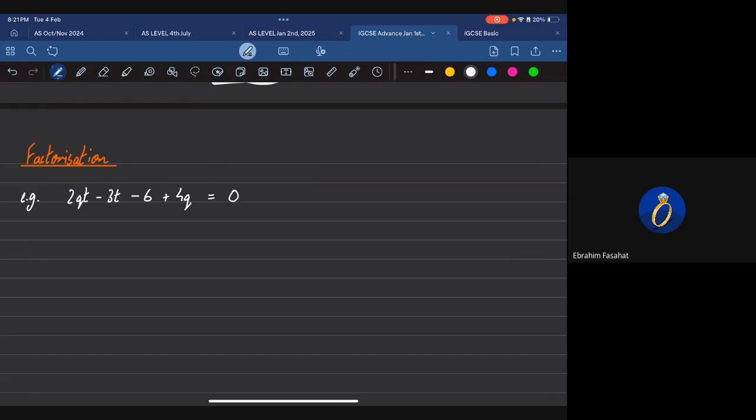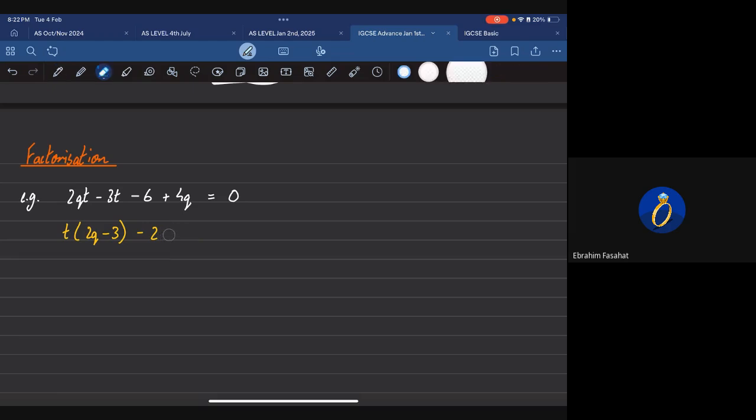Now this is an equation that I need to solve. How am I going to do so? I'm first going to factorize it, obviously. So I can factorize it as t common over here. So it's going to be 2q minus 3, and on the other end, it's going to be minus 2. And in the brackets, it's going to be 3.